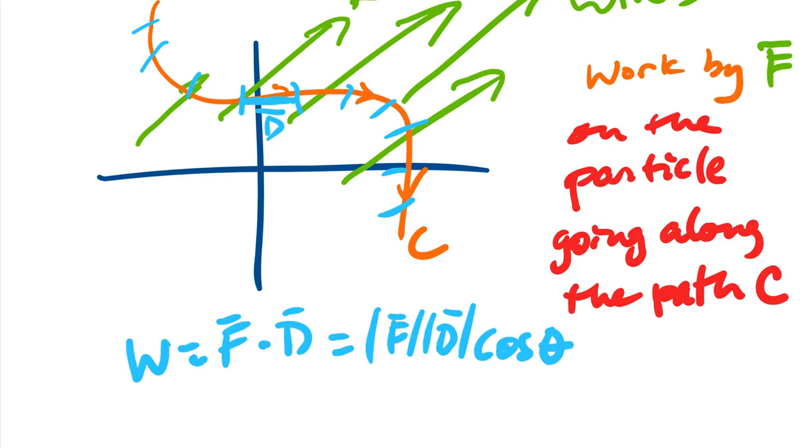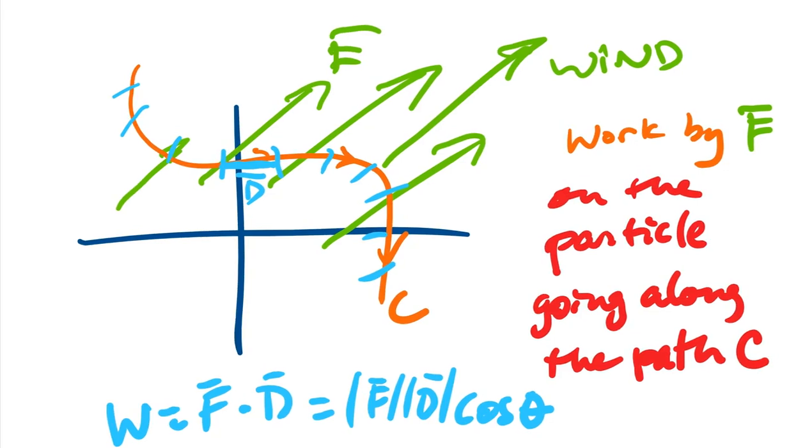angle between them. So if the force vector is going in the same direction as the curve, then the work done is positive. In other words, the wind has a positive influence on the particle going along the curve. So this is a little particle going along the curve.